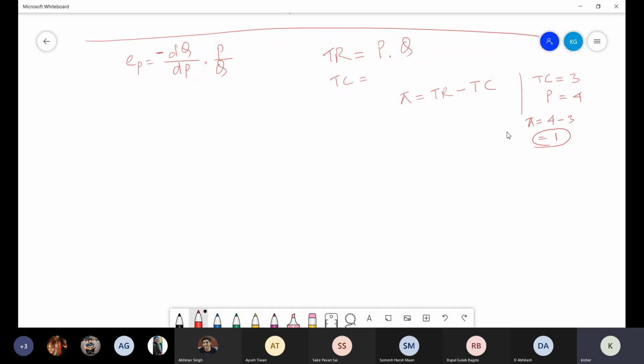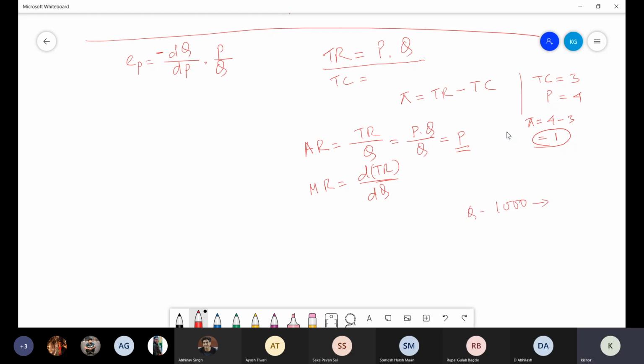Another issue involved is that total revenue is P into Q. What is average revenue? Average revenue is total revenue divided by Q, which is P into Q divided by Q, which is nothing but P. This is average revenue. What is marginal revenue? Marginal revenue is the first order derivative of total revenue with respect to Q. Suppose you are producing a particular product, 1,000 units.